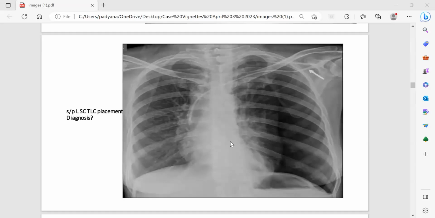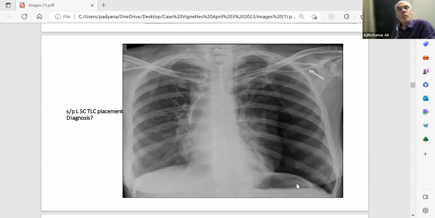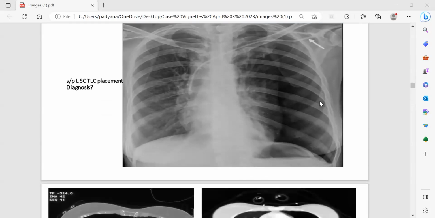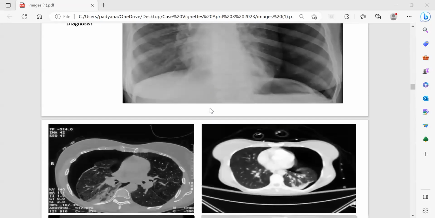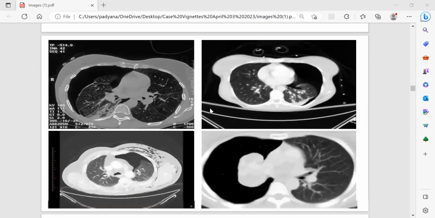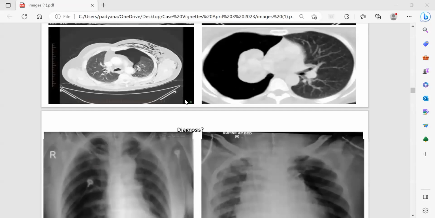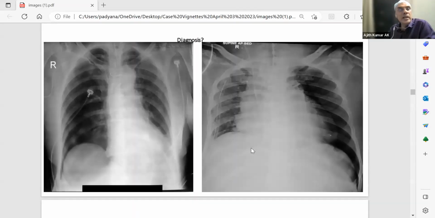Gas under the diaphragm? That's gastric, that's normal. No, the left gas is above the diaphragm. Post line, pneumothorax. So right pneumothorax. Next one, I think it's the same picture. That's a tension pneumothorax.